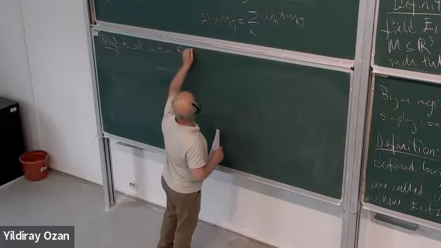This one, for example, hence d of theta 1. What is d of theta 1? Here, omega 1 1 is 0, so I don't have the j equals 1 term. I have j equals 2, omega 1 2 wedge theta 2, plus omega 1 3 wedge theta 3.